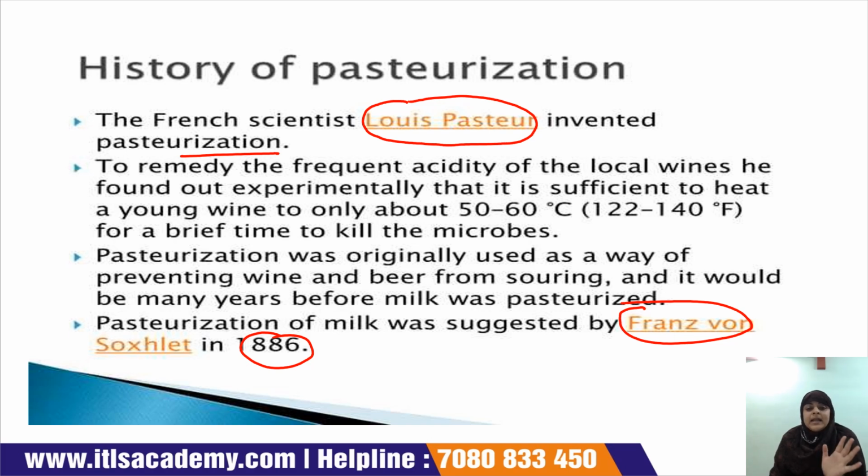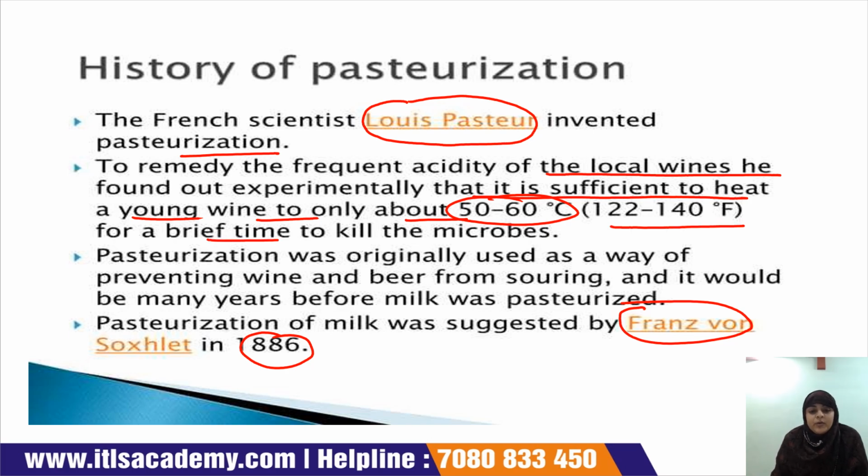Soxhlet in 1886. To remedy the frequent acidity of the local wine, he found out experimentally that it is sufficient to heat a young wine to only about 50 to 60 degrees Celsius, 120 to 140 Fahrenheit, for a brief time to kill the microbes. Pasteurization was originally used as a way of preventing wine and beer from souring, and it would be many years before milk was pasteurized.